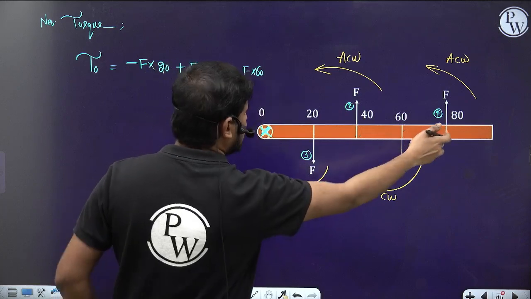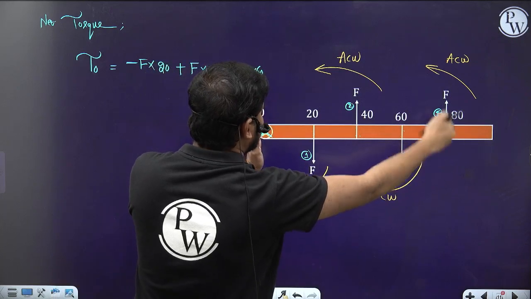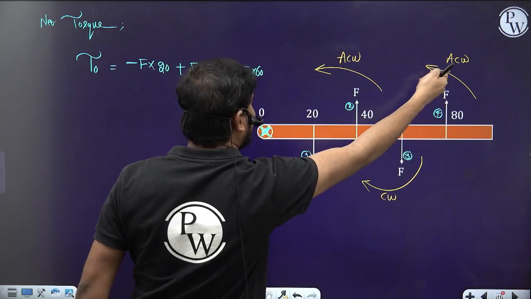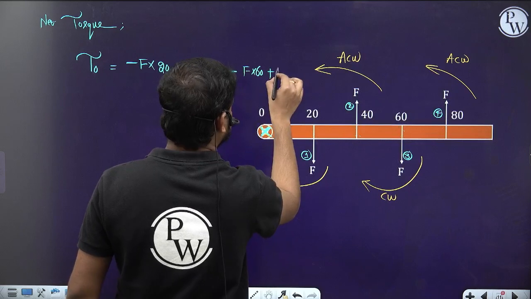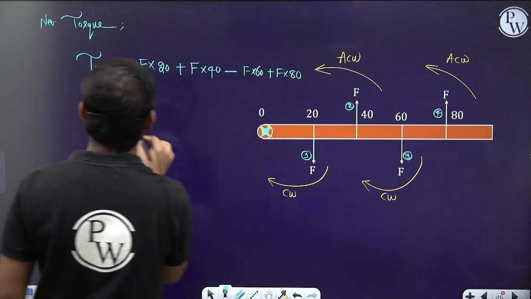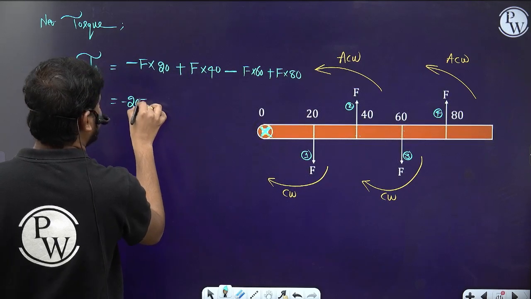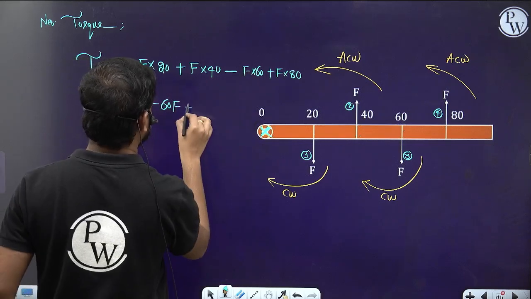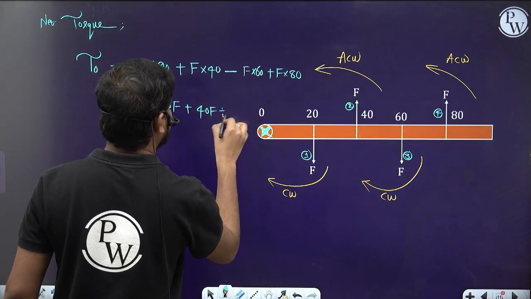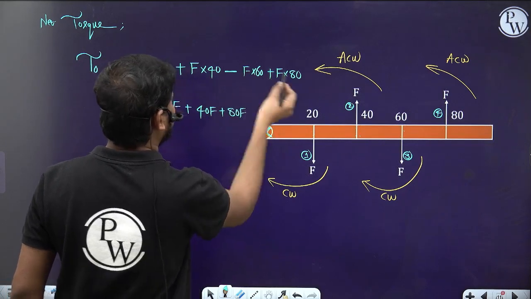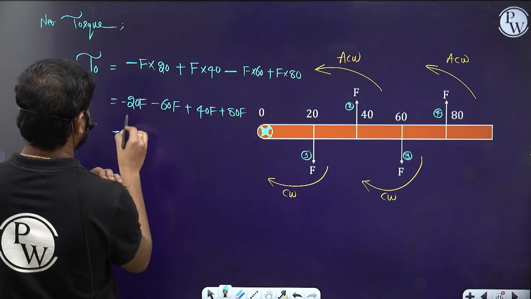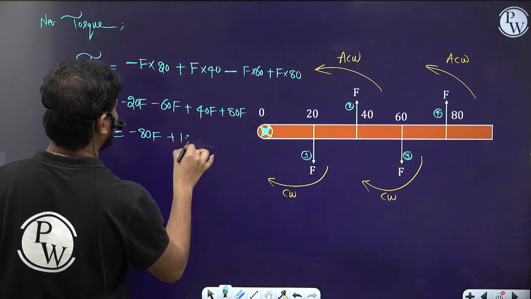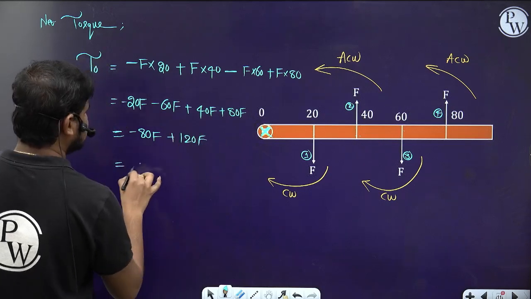And the fourth one: from here to here the distance is 80, and force F is acting. Distance and force are perpendicular, so which torque? Anti-clockwise, so positive, F into 80. Now you can write it simply: minus 20F, minus 60F, so let's write all the minuses at one place, and then plus 40F, plus 80F. So this is minus 80F, and this is plus 120F. Overall the net torque is 40F.